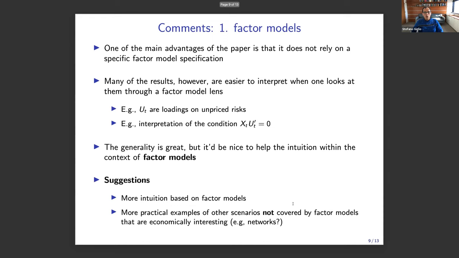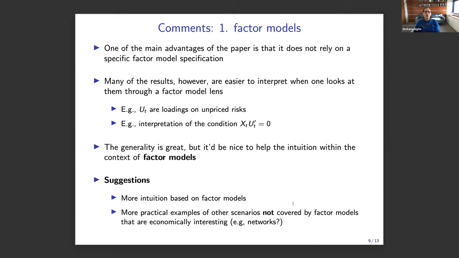The first comment is really about exposition. I think that on the one hand, there's a very nice generality of the paper, saying I don't need to assume that the UT is a factor structure. It could be very general. It could have a network that does not yield a factor structure. And on the other hand, it's much easier to interpret things within the context of a factor structure, right? So what is UT? Well, the UTs are basically loading on unpriced risks.